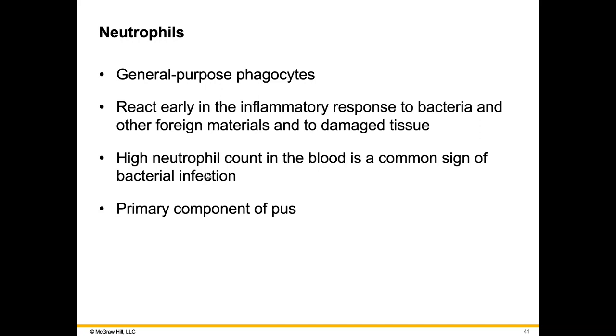So if we see a higher number than usual of white blood cells, and particularly of neutrophils, it's typically indicative of a bacterial infection. And these neutrophils are the primary component of pus whenever we have some kind of bacterial infection.